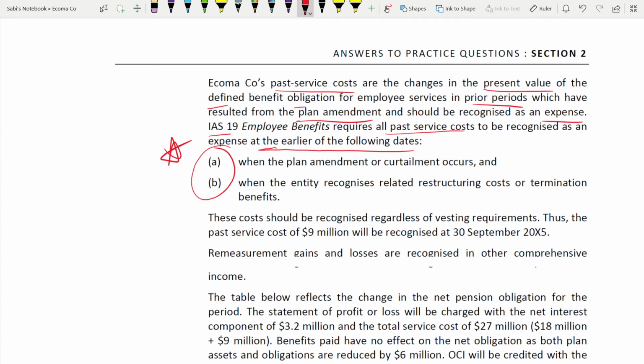Number one, when the plan amendment or curtailment occurs, the date when the scheme has changed. Or when they have recognized some restructuring cost or termination benefit. Whichever is earlier, that date. If the plan amendment date is earlier, then the plan amendment date. Here the date is not such an issue because you have not been given the dates, but you have to write it in your answer.